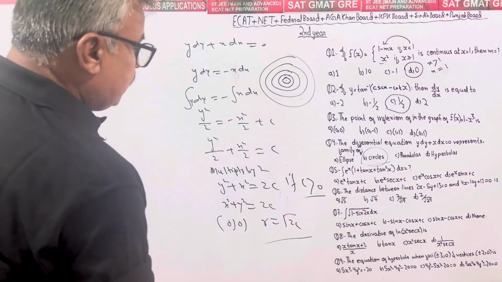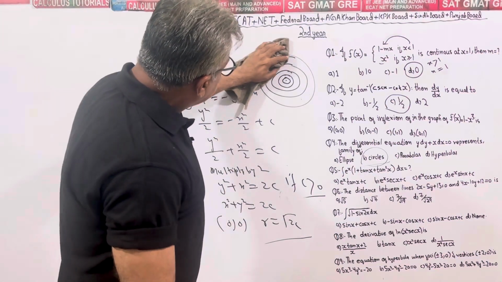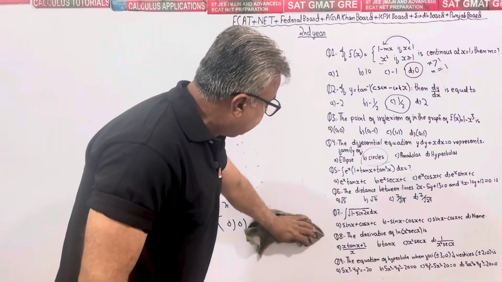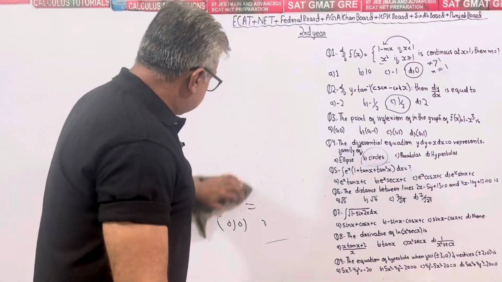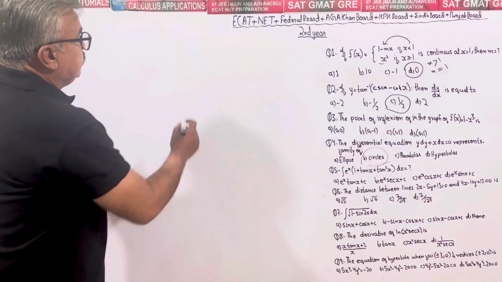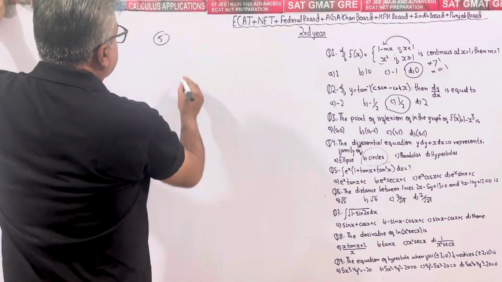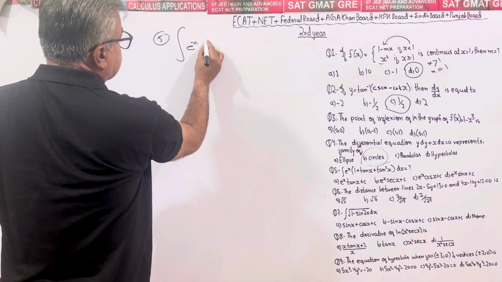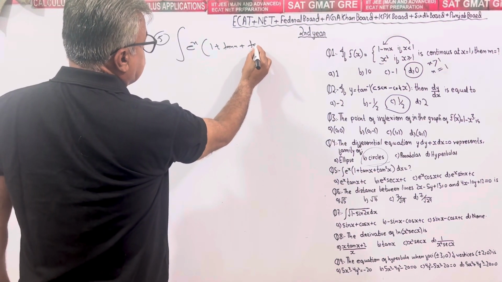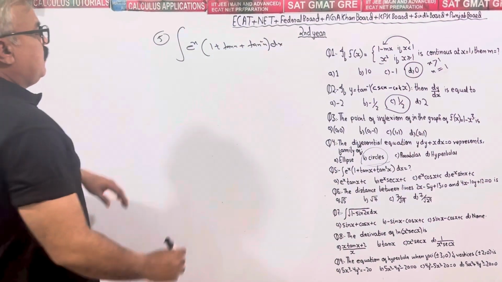Okay. Question number 5. Integrate e to the power x times bracket 1 plus tan x plus tan square x dx. Sort out its solution. A good question. Question number 5, yes, we arrived at 5. Integrate e to the power x times 1 plus tan x plus tan square x dx. Simple question it is.